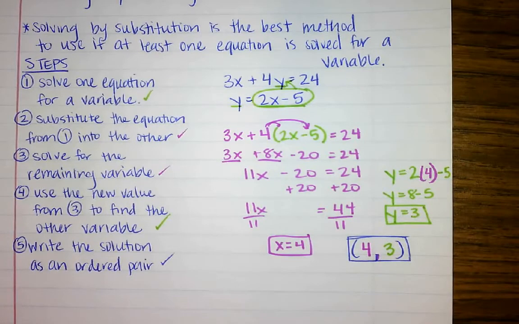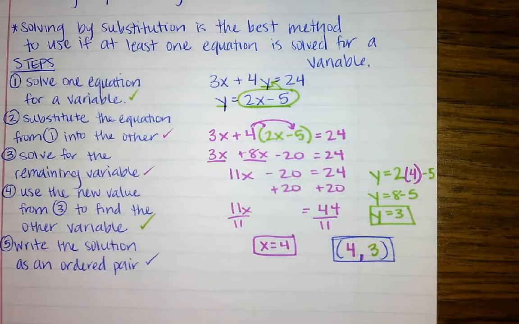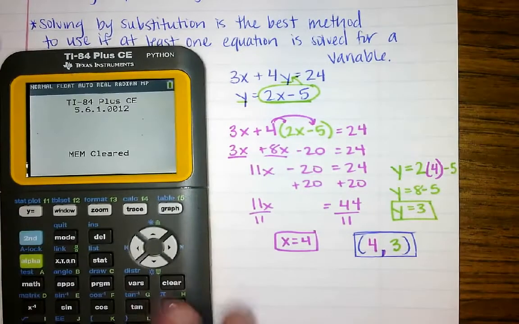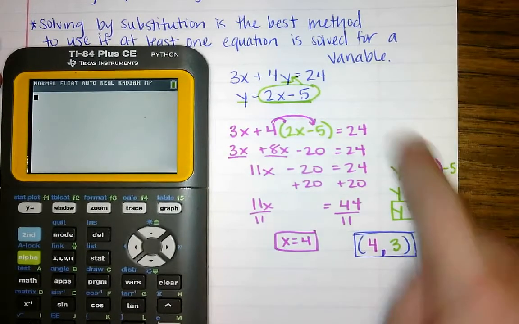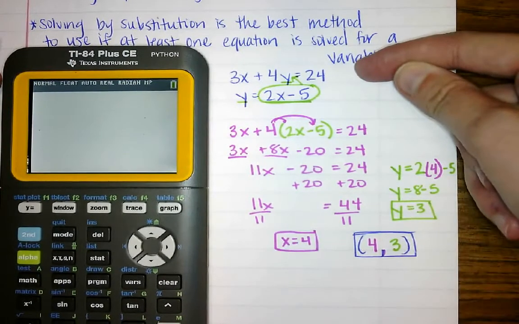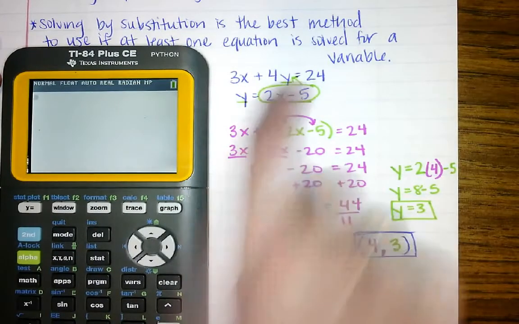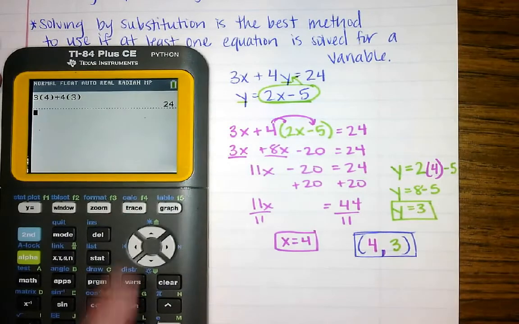Now, I want to show you guys, there's a couple ways you can check yourself, okay? One way is by going here, and in that top equation, I'm going to use my 3x plus 4y, and we're going to see if it's equal to 24. So 3x plus 4y is equal to 24. So it checks out.